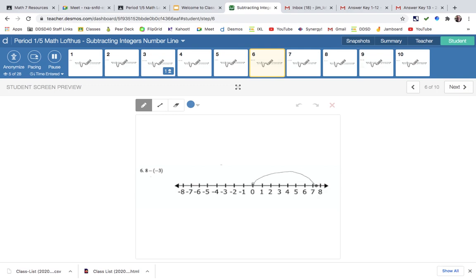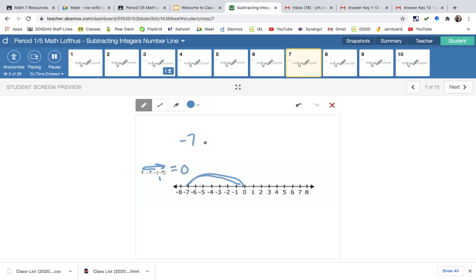Start at 0, go to 8. Subtract means go this direction. The opposite changes direction. So I go 3 this way. So from 8 and 3 more is equal to 11. Start at 0, go to negative 7. This subtraction means I go this direction. That reverses my direction. So I'm going to go this direction, 7. That takes me right back to 0.